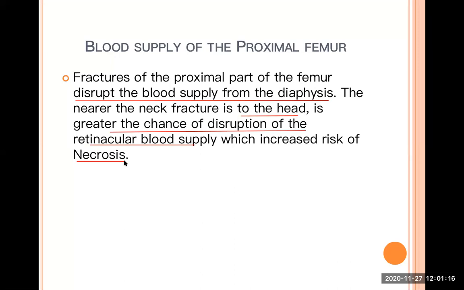And this is very true. So the nearer the neck fracture is to the head, the greater the chance of disruption of the retinacular blood supply. Remember what I told you in the beginning of the class regarding the intracapsular fracture of the neck of the femur. There are three types: subcapital, transcervical, and basal. So subcapital fracture has the most important risk for avascular necrosis because it is quite near to the head. Okay, so this is the point.